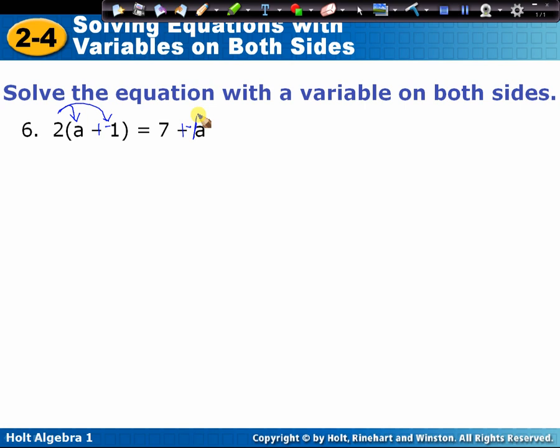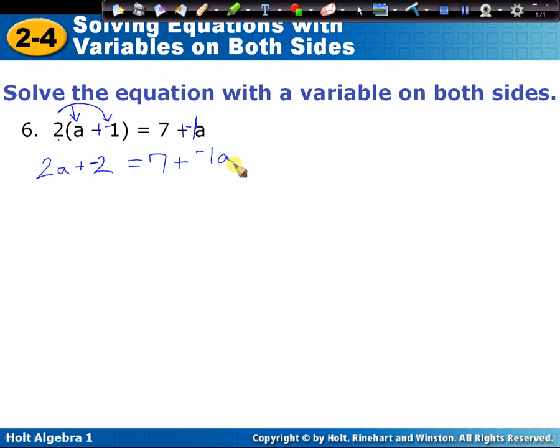All right, we distribute 2 times A, we write as 2A. 2 times negative 1, we write as plus a negative 2. We could also write as minus 2. Either way, it works. We've gotten rid of our parentheses. Let's bring the rest of our problem down.